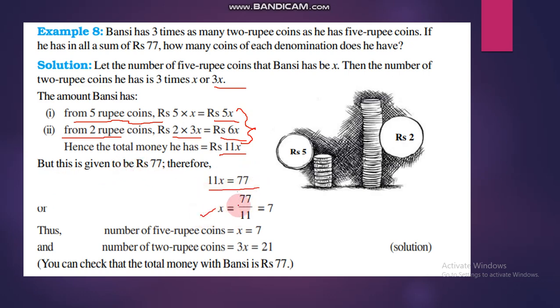So x is equal to 77 upon 11. How did this 11 come here? By transposing from the LHS to the RHS. So simplify this. 11 ones are 11 and 11 sevens are 77. So the value of x is 7. So what is this 7? The number of 5 rupee coins. So what is the number of 2 rupee coins then? 3x, that is 3 into 7, 3 sevens are 21. So this is how we have to get the values.